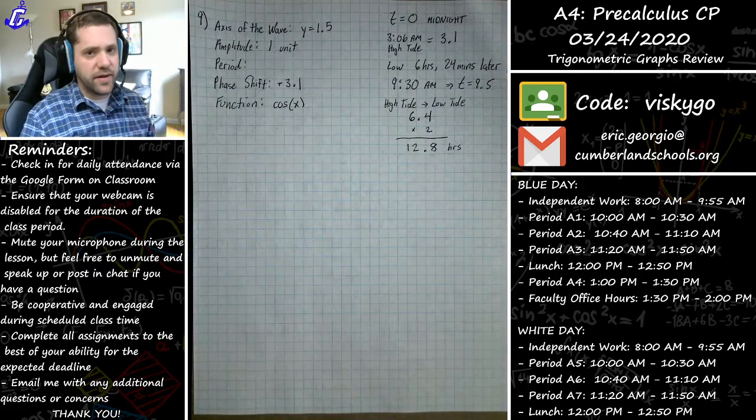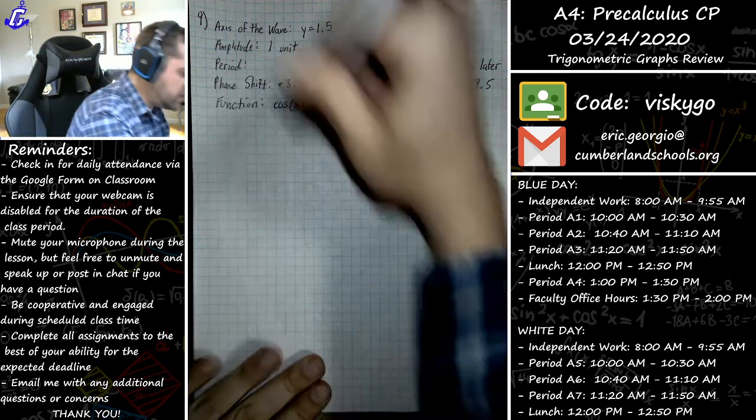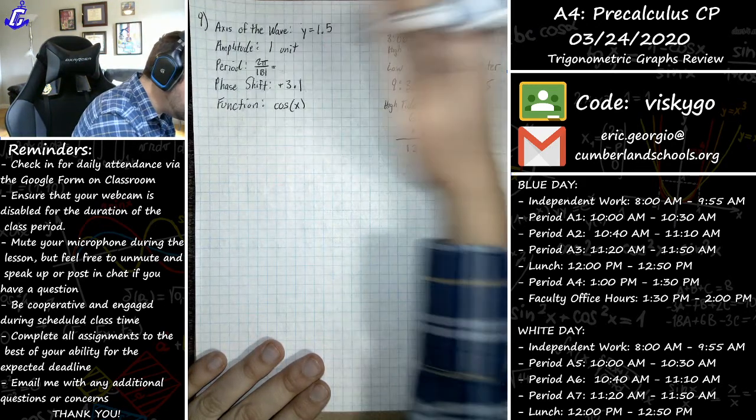Hopefully that makes sense to everybody. All right, again, if you have a question, feel free to chime in. So we got our axis of the wave, we have our amplitude, we now have our period, which we can find because we know 2 pi over the absolute value of b should equal 12.8.